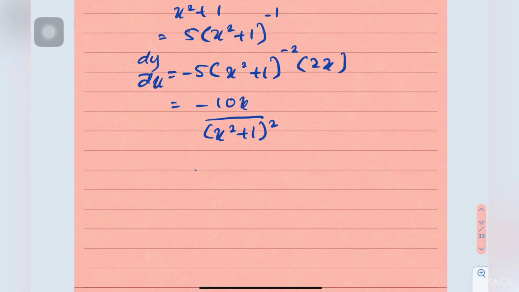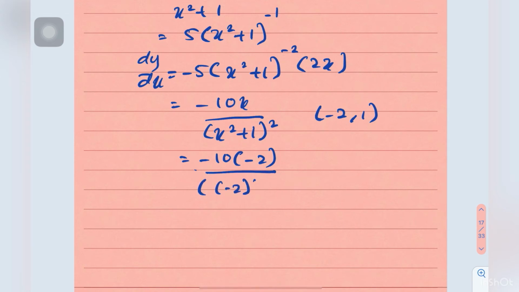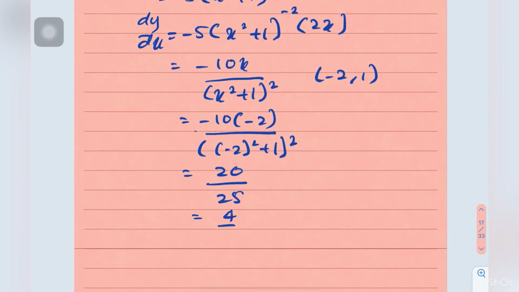Okay, so the coordinate is (-2, 1) just now. So substitute x equals -2. We have negative 10 times negative 2 over (negative 2 squared plus 1) squared. So here we have 20 over (2 squared, 4, plus 1) squared, which is 25. Okay, so here we have 4 over 5. Okay, the gradient is 4 over 5.